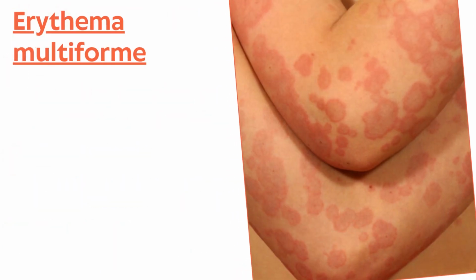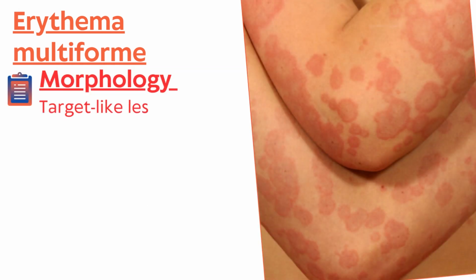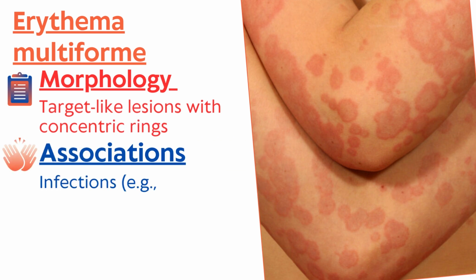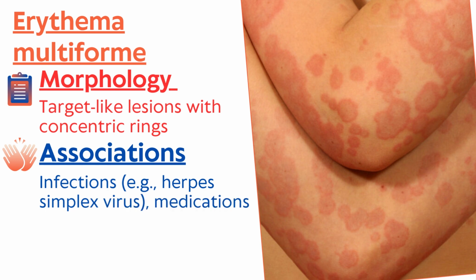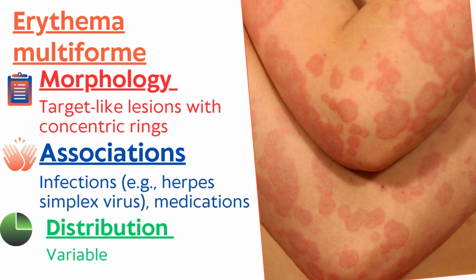Next, we have Erythema Multiforme, known for its distinct target-like lesions adorned with concentric rings. This type of erythema is frequently linked to infections, such as the herpes simplex virus, as well as certain medications. The distribution of Erythema Multiforme varies, adding to the intrigue of this condition.